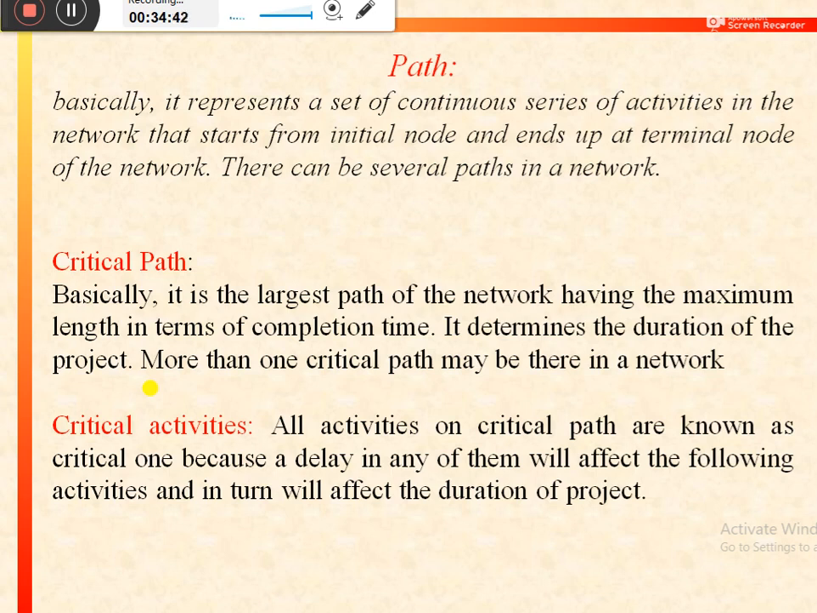Like the paths, there can be more than one critical path in a network. Now comes the concept of critical activities. All activities on the critical path are known as critical activities, because a delay in any of these activities will affect the following activities and in turn will affect the duration of the whole project. So basically, the critical path denotes that path which consumes the maximum time for completion.